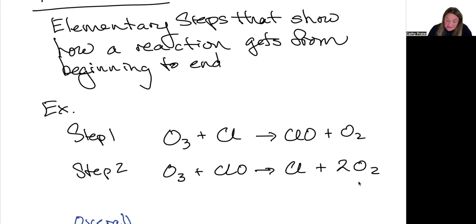So, in our first step, we see that O3 reacts with monatomic chlorine, forms ClO and O2. Then, that ClO molecule that was produced reacts with another chlorine molecule, regenerates this chlorine that we used in the beginning, and produces two oxygen molecules.